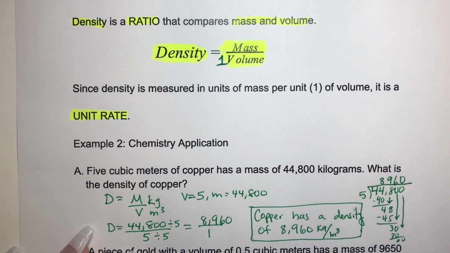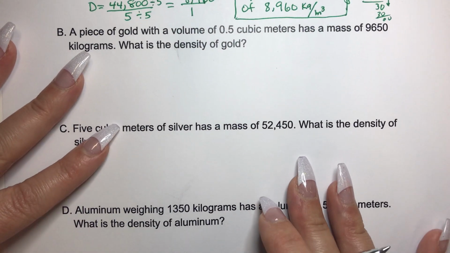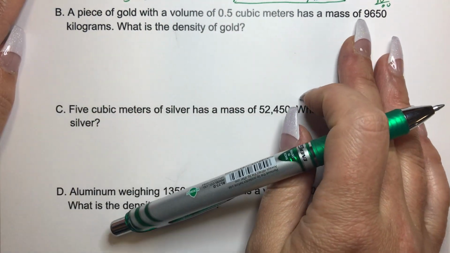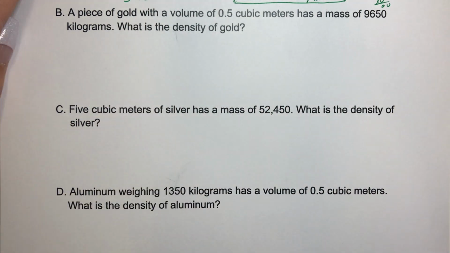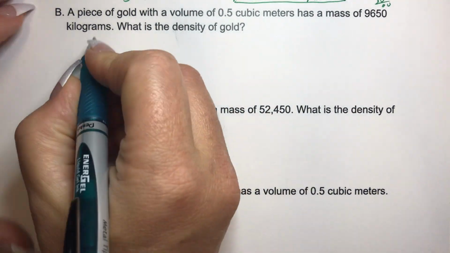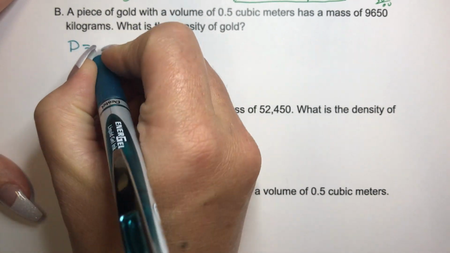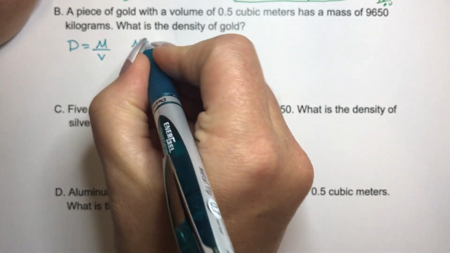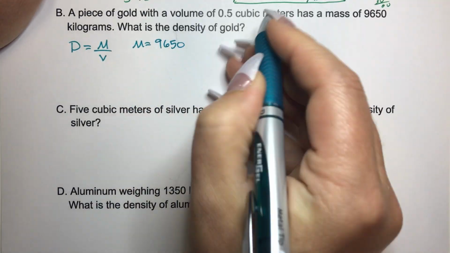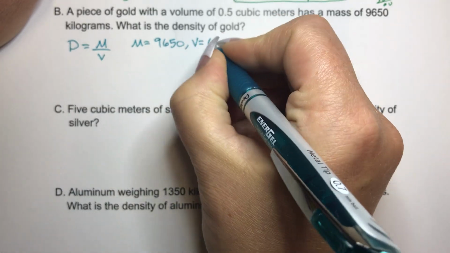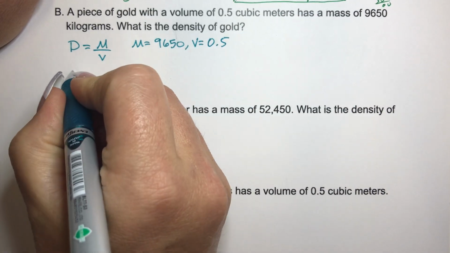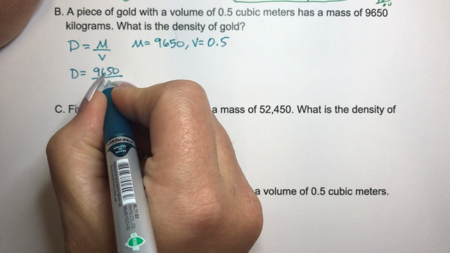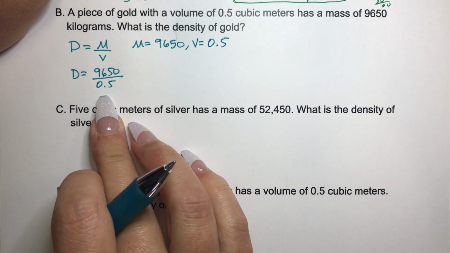Oh, come on, paper. All right. So it says a piece of gold with a volume of 0.5 cubic meters has a mass of 9,650 kilograms. What is the density of gold? Okay, so we're going to use our density formula, right? Density equals the mass divided by the volume. Our mass is equal to 9,650. Our volume is equal to 0.5 cubic meters. So I'm just going to go ahead and substitute those values in. Now remember, for density we need a 1 on the bottom. So we need to make this into 1.